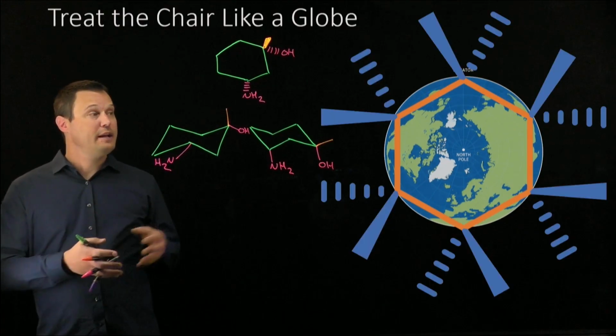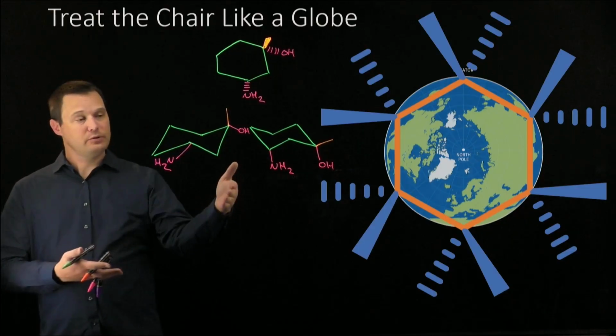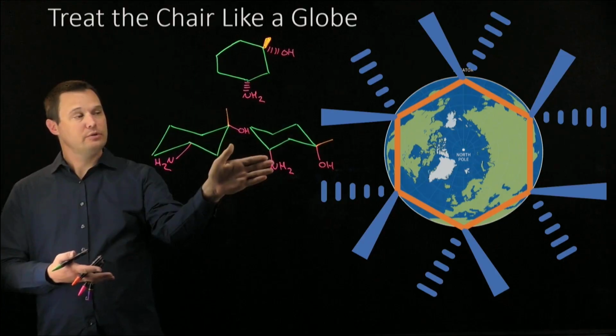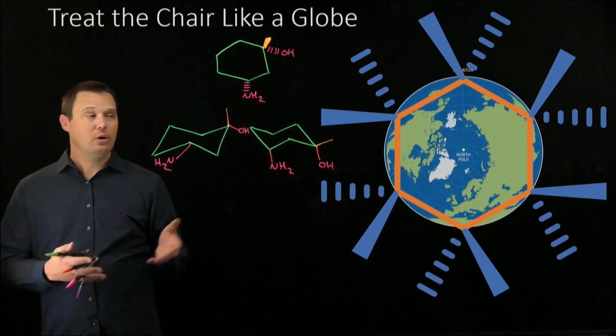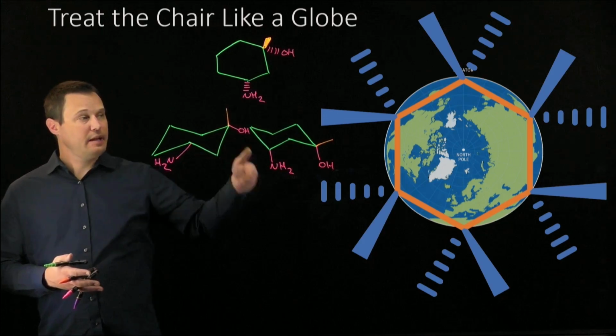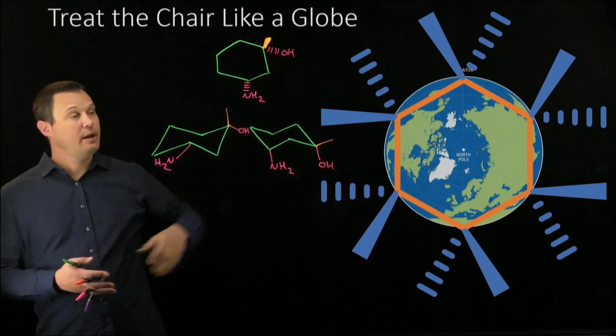Now let's add wedges and dashes. Recall that a wedged bond points towards your eye, and in our globe model, that means the wedged bonds point up towards the North Pole in the northern hemisphere. And recall that a dashed bond points away from you into the plane of the page, meaning that all 6 of the dashed bonds point away from the equator down into the southern hemisphere.